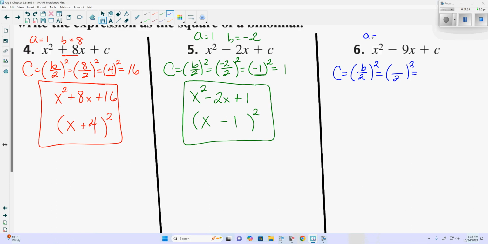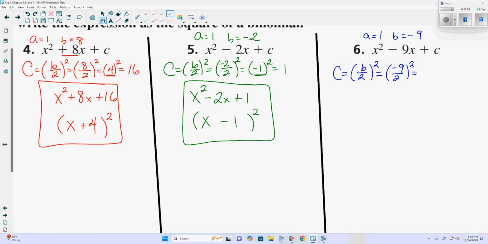Now with this here, again, a is 1. B this time is -9. We don't have the value of c. And that's what we can find, because c, again, is b over 2 squared. Well, our b value in this case is -9. Can we divide -9 by 2 nicely? No. -9 does not divide by 2 nicely. It's odd, it doesn't work.